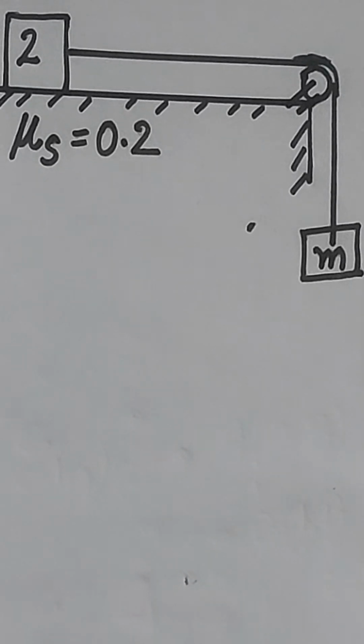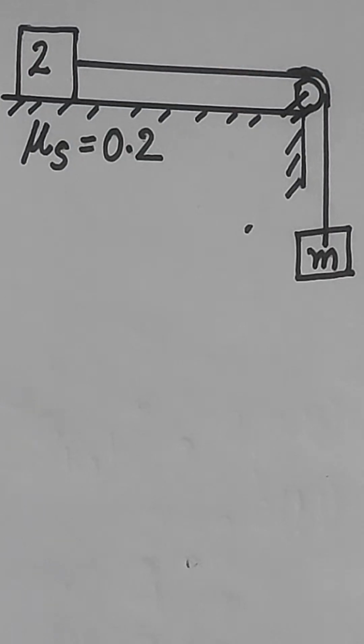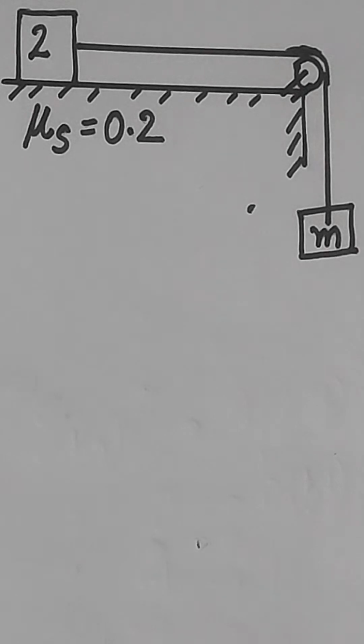The where this arrangement is shown to you. Let me adjust a little. Yeah, that's fine. I think that's easily visible to you, right? Now, the question is that the coefficient of static friction between the block of 2 kg and table is given to you at 0.2, right?